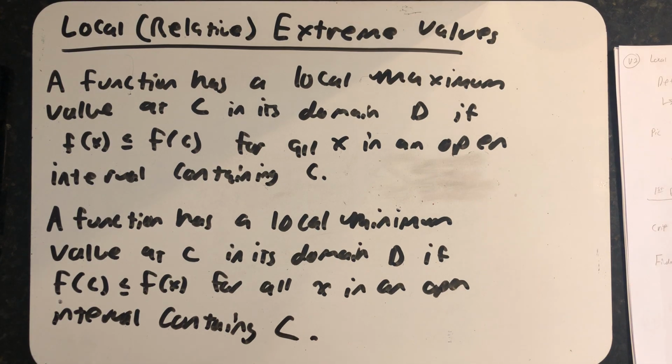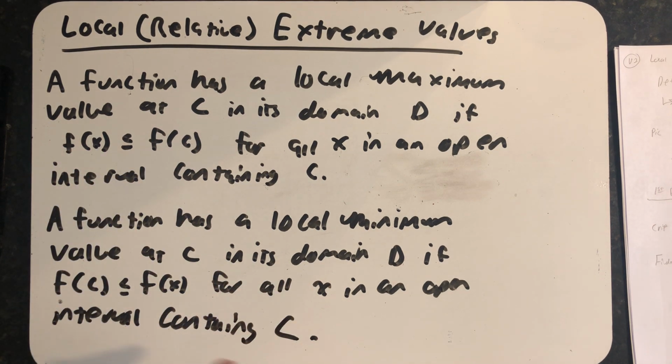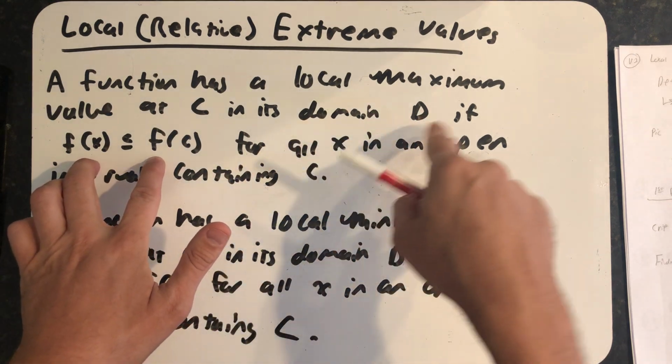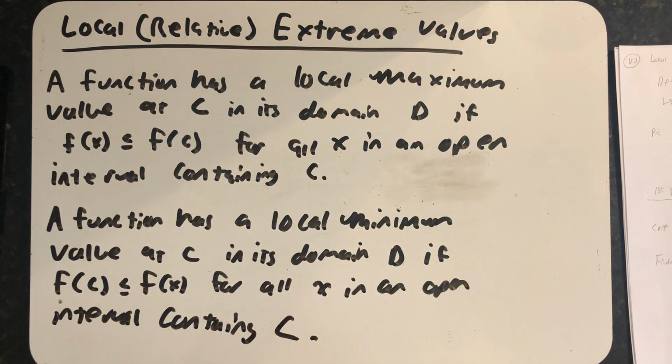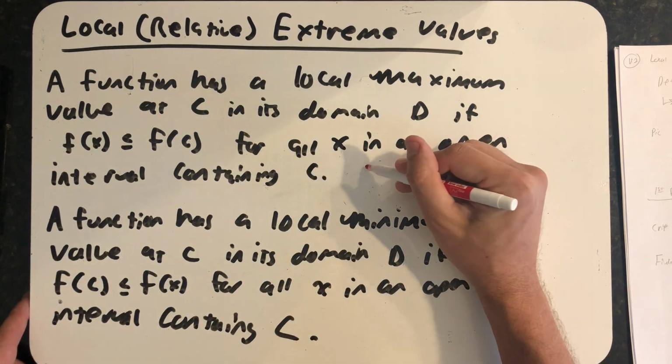In this video, I'd like to talk about local or relative extreme values and then start a conversation about how to find extreme values, whether they're local or absolute. A function has a local maximum value at c in its domain if f of x is less than or equal to f of c for all x in an open interval containing c. If this were to be an absolute maximum value, I'd require this inequality to be true over the whole domain. Instead, for a local maximum, it only needs to be true for one open interval near the value.